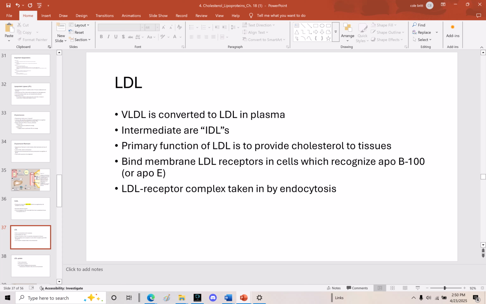Cells will bind to the LDL receptor, and they're going to recognize the LDL because LDLs have an ApoB100. That ApoB100 was put on it in the liver. So it's got this ApoB100. That's what the cells will recognize, and that's how they're going to bring LDL in and get the cholesterol from LDL. And this is going to be endocytosis. It actually brings the whole LDL into the cell.